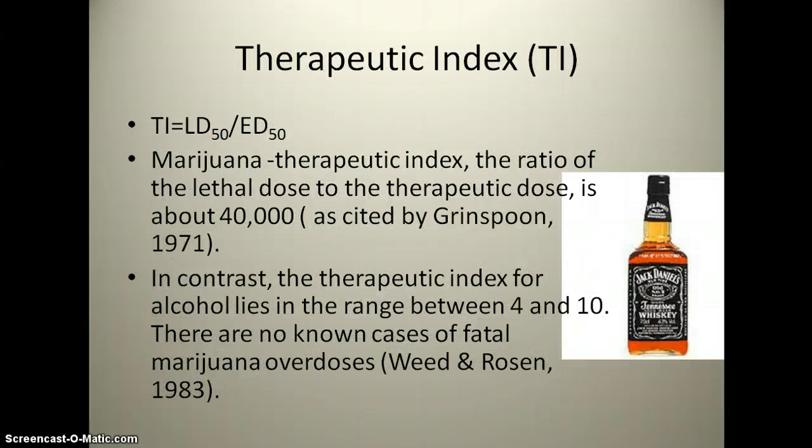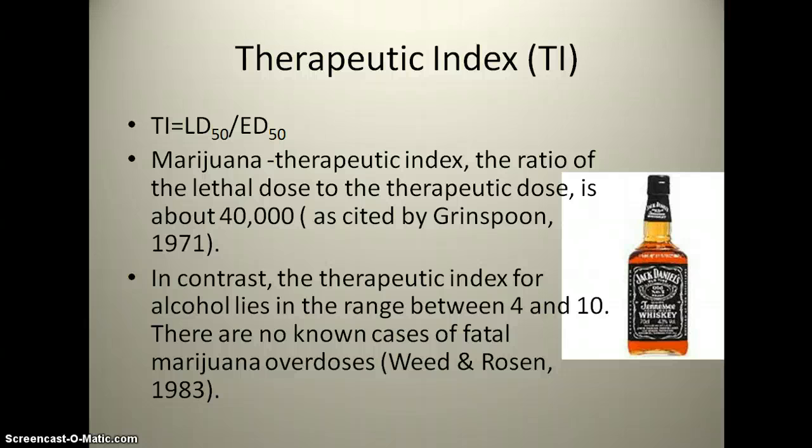So then again, when we compare the effective dose to the lethal dose, we get the therapeutic index. So that's LD50 divided by ED50. So let's say the lethal dose is 10 milligrams, but the effective dose is 5 milligrams. So you would take 10 divided by 5, and the therapeutic index would be 2. 2 would be really, really low. You wouldn't want a therapeutic index of 2.